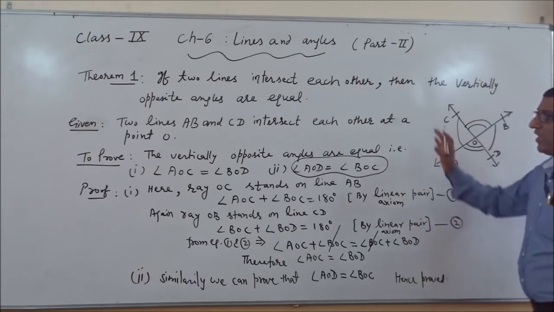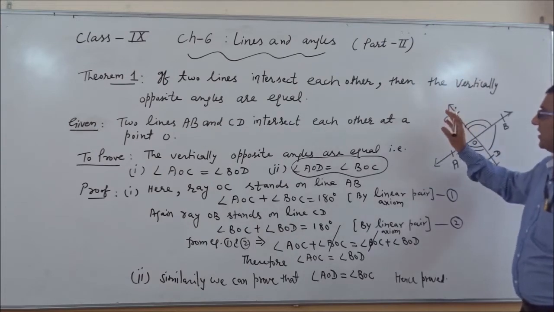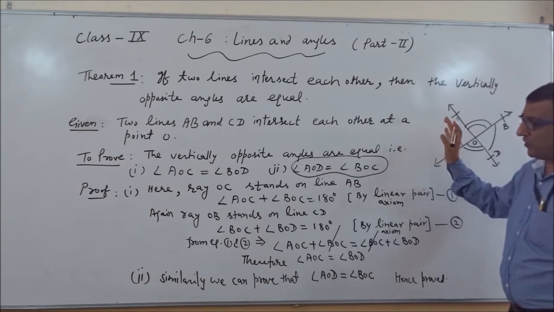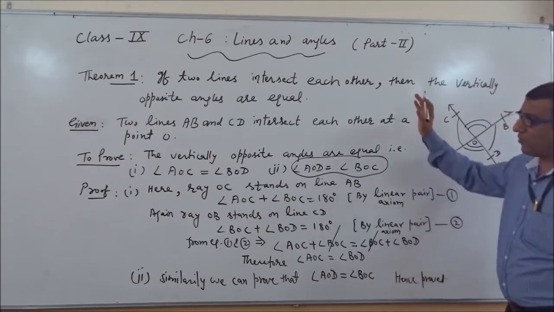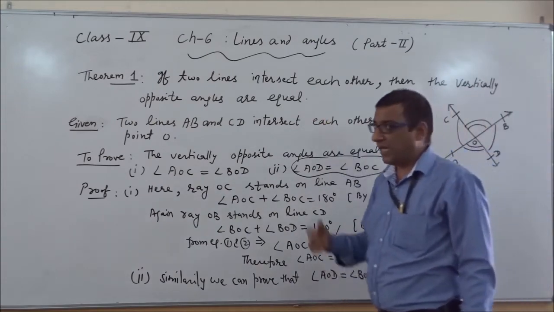So it means in this theorem we can say if two lines intersect each other, then the vertically opposite angles are equal. So this is the proof of this type of theorem. Some other theorems will also be there.